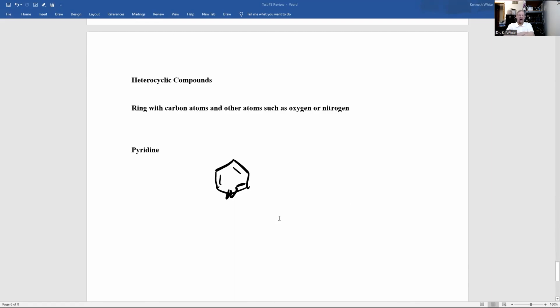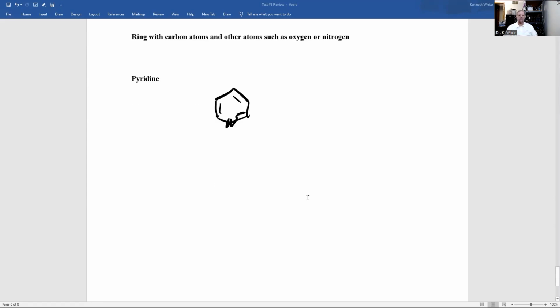Now, finally, I talked about heterocyclic compounds, and you should know what a heterocyclic compound is. That's a ring with carbon atoms and other atoms, such as oxygen or nitrogen. And I asked you to learn one heterocyclic compound, that's pyridine. It's like a benzene ring, but one of the carbons in the six-membered ring is a nitrogen. And this is a very important molecule, and other amines I talked about are heterocyclic, but I'm not going to ask on the test.